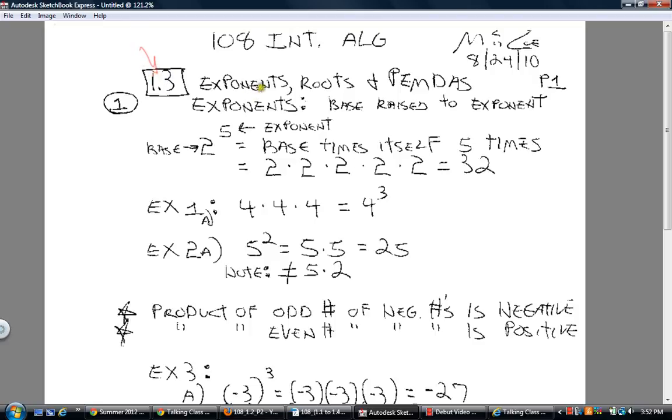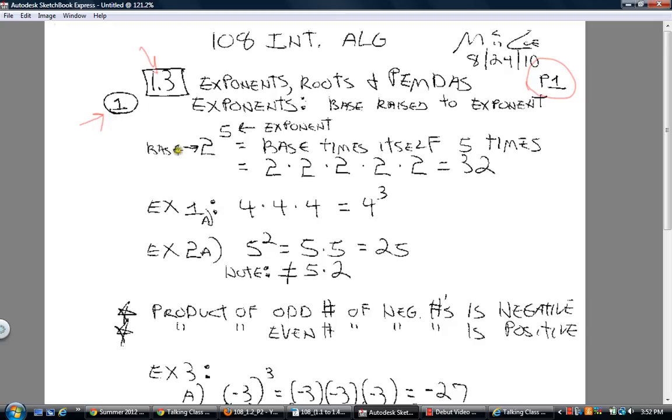We're going to work on exponents, roots, and "Please Excuse My Dear Aunt Sally," which is a sentence that was passed on to me from other students who learned it, and that is the order of operations. Okay, now we are going to start here on page 1 for this video. So we're going to work with exponents. So let's go ahead and take a look at objective number 1.